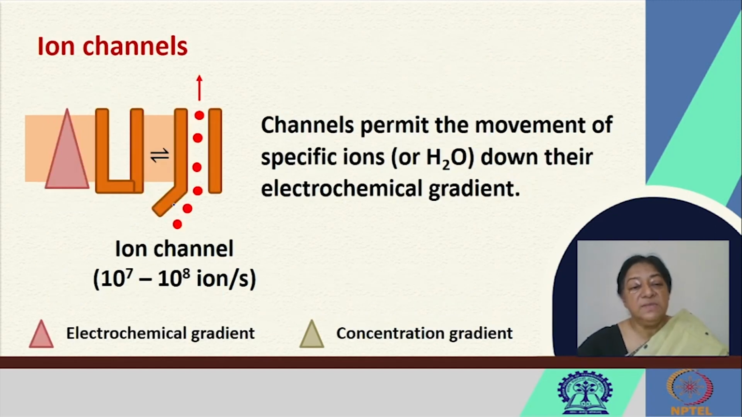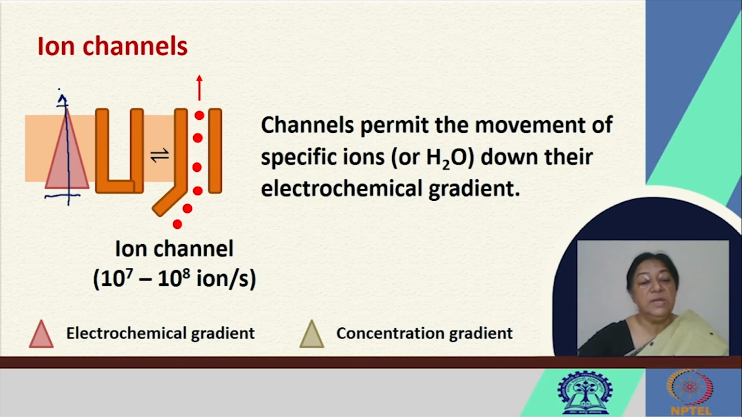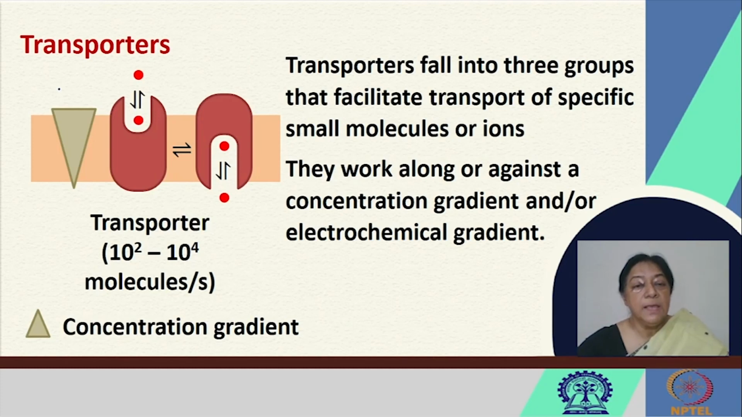Similarly, we can have these ion channels. The channels would permit the movement of specific ions or water down their electrochemical gradient. So here we would have a diffusion where we are going from a higher electrochemical potential to a smaller electrochemical potential, a favorable process that would occur.